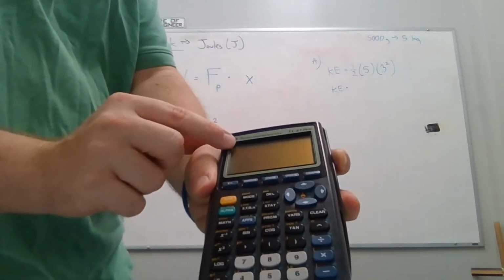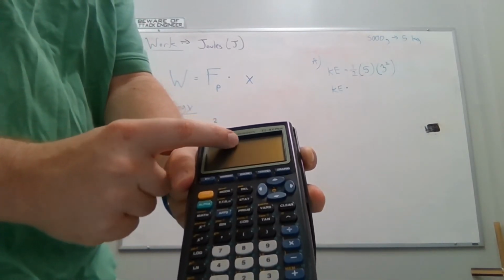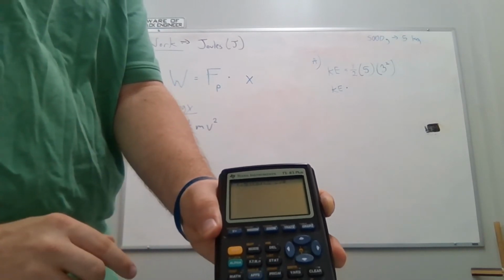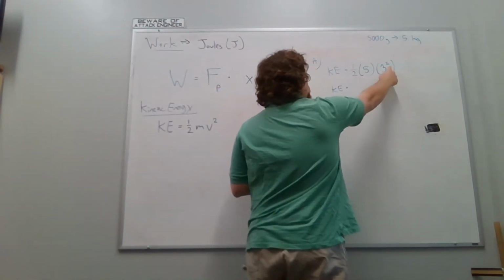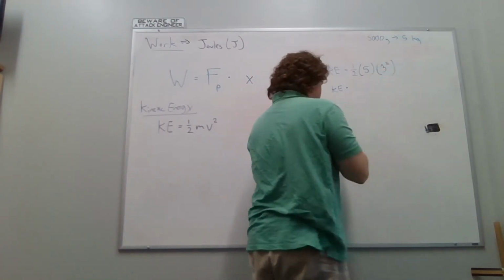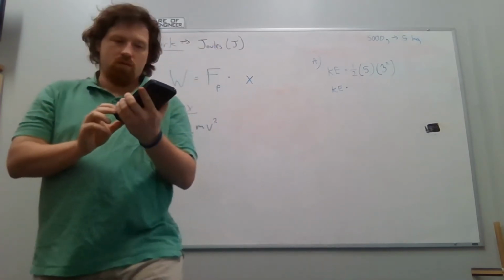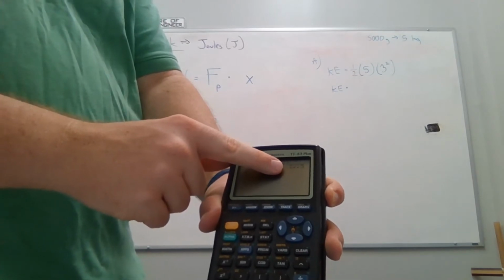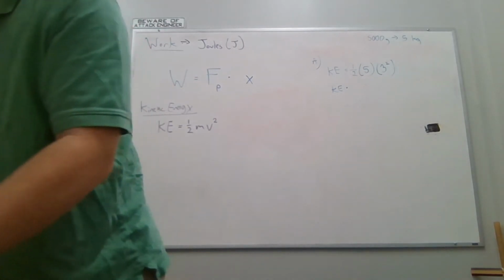So what I've entered here is 0.5 times 5 times, and I've done open parentheses, 3 raised to the second power, closed parentheses. You want to make sure that it is putting the squared on only the 3. So I have put parentheses around the 3 squared to make sure it is only squaring the 3. And if you press enter, that'll give you that this bowling ball has 22.5 joules worth of kinetic energy.